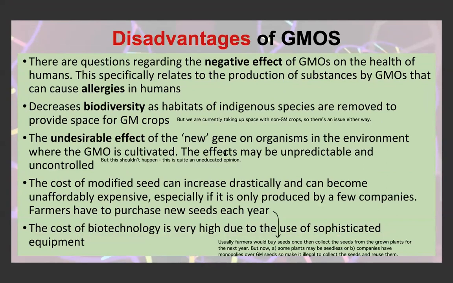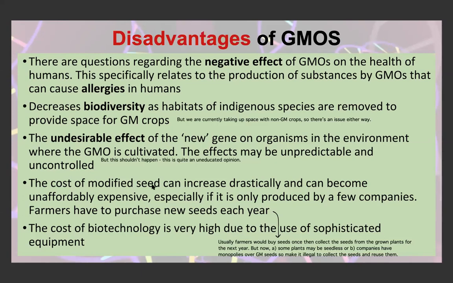So the effects of a GMO might be quite unpredictable and uncontrolled, but a lot of people will argue this and will argue that, oh, we don't know what this gene is going to do, we don't know what effect it's going to have. But this is almost an uneducated opinion, because this gene isn't going to affect other organisms. It's only affected the organism in which it's been inserted into.